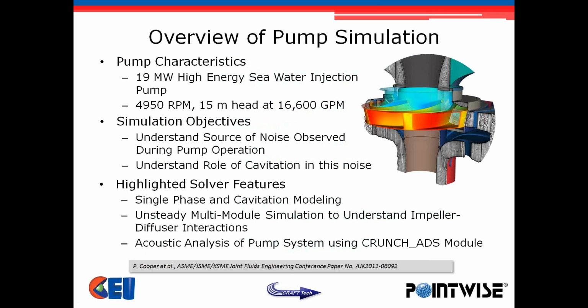So an overview of the pump case that we're presenting here today. This is a very high energy pump. It's a 19 megawatt seawater injection pump. It operates at 4950 RPM, generating 15 meters of head at 16,600 gallons per minute. So it's a large pump, large flow rate. The primary simulation objectives were, one, to look at cavitation inside the pump.